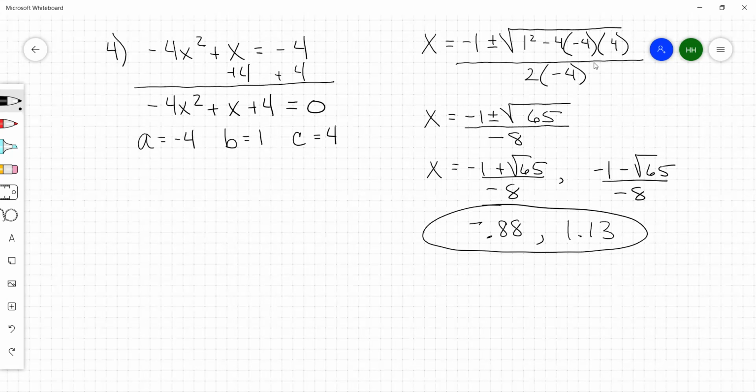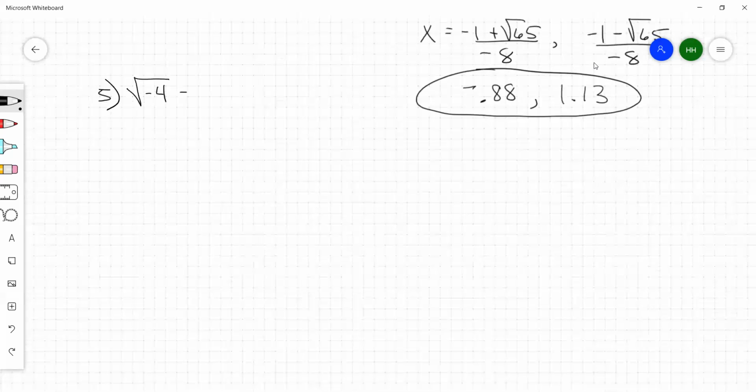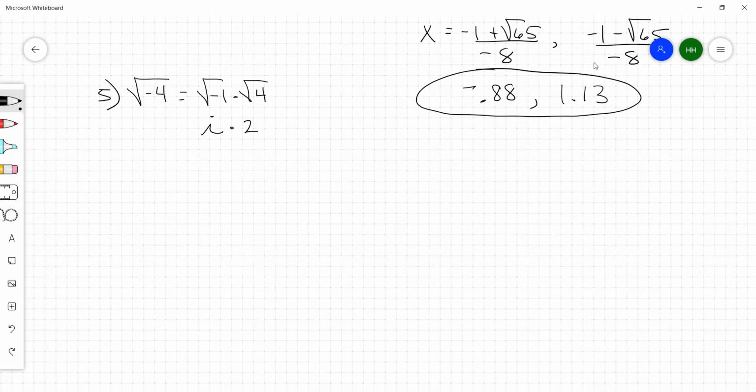Numbers 5, 6, 7, 8, and 9, you are simplifying the number using the imaginary unit. So for number 5, we got the square root of negative 4. The square root of negative 4 is going to be equal to the square root of negative 1 times the square root of 4. Remember that the square root of negative 1 is equal to i, and the square root of 4 is equal to 2. So now we finish this up, 2i.